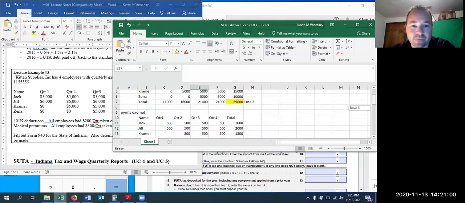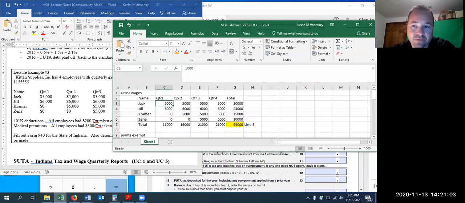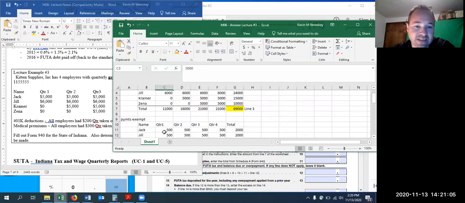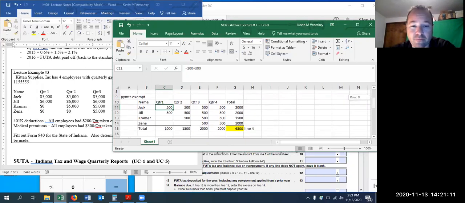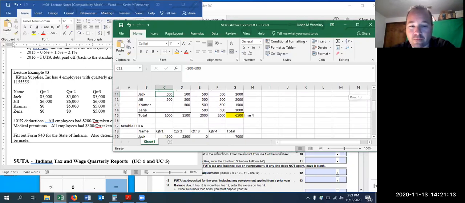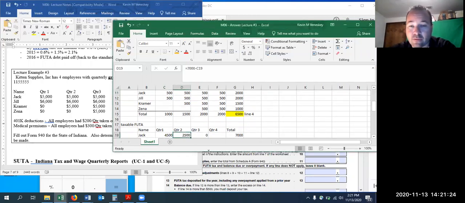So Jack, I said, okay, they made 5,000 first quarter, but this isn't taxable. So really taxable is 4,500 for Jack in quarter 1. And then come to quarter 2, it's 4,500 again. But if I put in 4,500, that's going to put me over the cap. So I've got to stop it. I got to take the cap minus where I'm currently at. That's how much is left to be taxed in quarter 2.